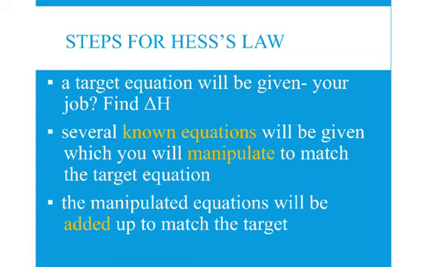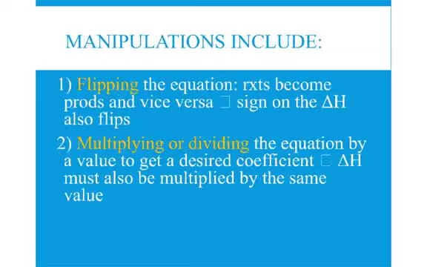Here are the steps for Hess's law. A target equation is going to be given, and your job is to find the delta H. You're going to have several known equations that you're going to manipulate to match the target equation. The manipulated equations will then be added up to match the target equation, and then you're going to add up the delta H's to find the delta H of the target equation.